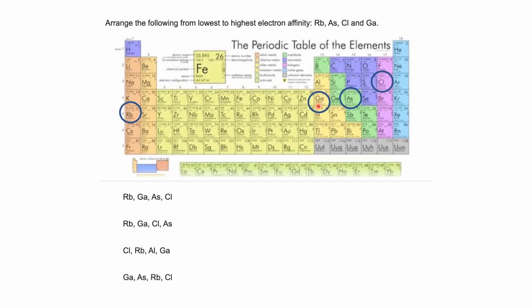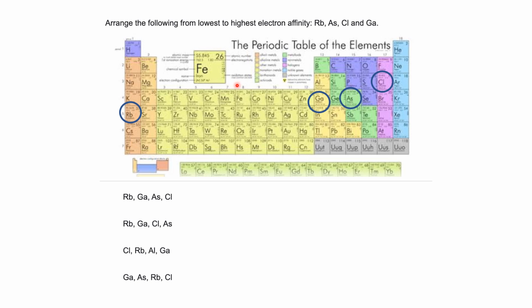Then we go to gallium, which is after the transitional metals and before the metalloids. Those are the semi-metals, and you figure, okay, it's going to have higher electron affinity than rubidium, but you can see that they're in the same period. We have gallium and arsenic. Are they going to have the same electron affinity?